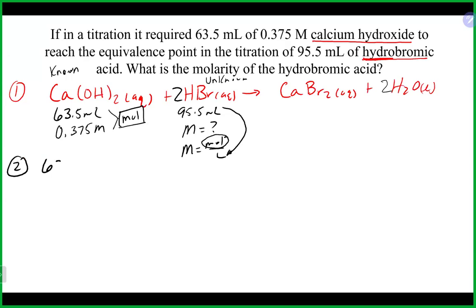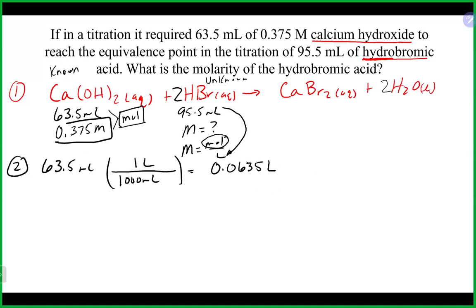So we're going to take our 63.5 milliliters. We're going to convert it to liters. There's 1,000 milliliters in a liter. That will give us 0.0635 liters. That's going to work good with our molarity.